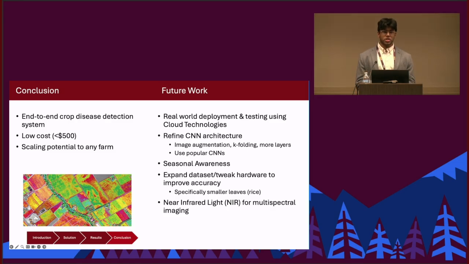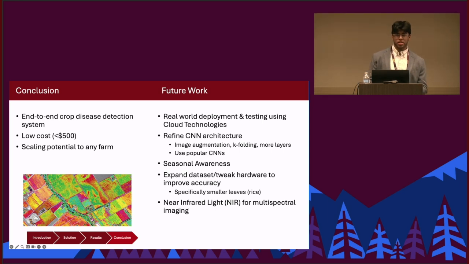And then, as previously mentioned, we want to tackle seasonal awareness, further spinning off our large umbrella one-model-fits-all approach into specific models based on the region, which we believe can return us higher accuracy, and then further increase the scalability of the solution.